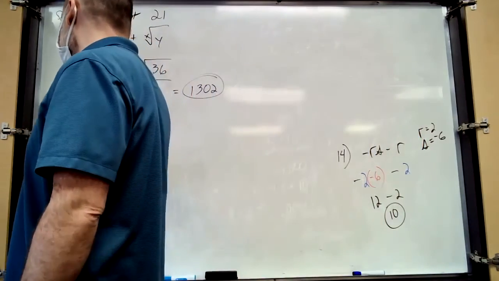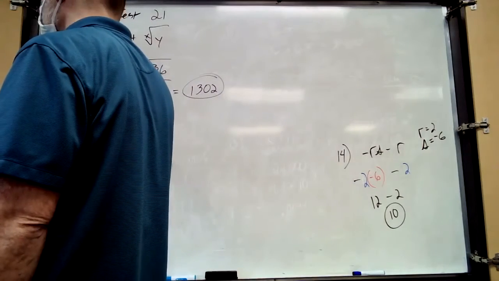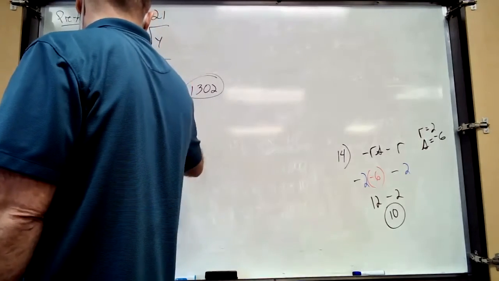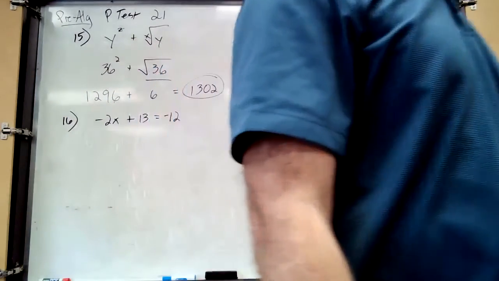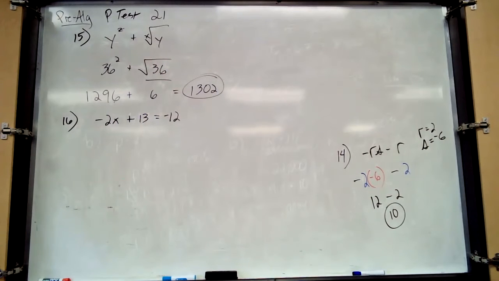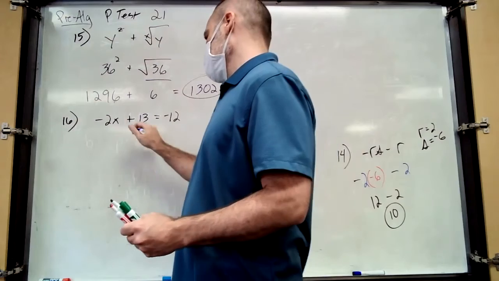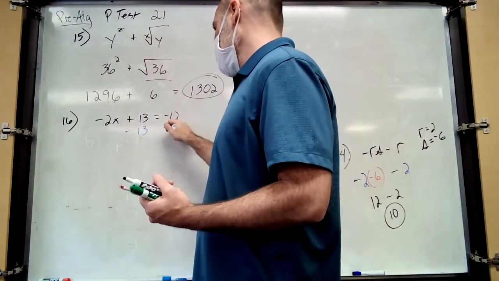All right, number 16. Negative 2x plus 13 equals negative 12. This is a 2-step equation that we're going to solve. Now, you could just try to guess what x is, but it's going to be difficult. So we have to get x by itself. Who are you going to snipe out first? 13. Okay, 13 is the easier target. How do you get rid of 13? Just subtract it. Yep, it's being added, so do the opposite.